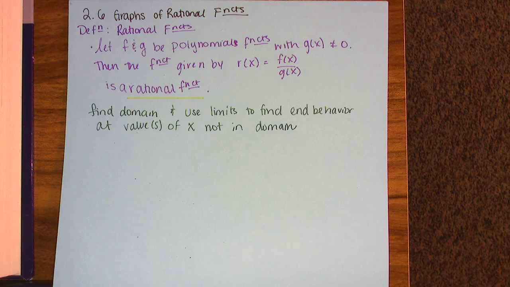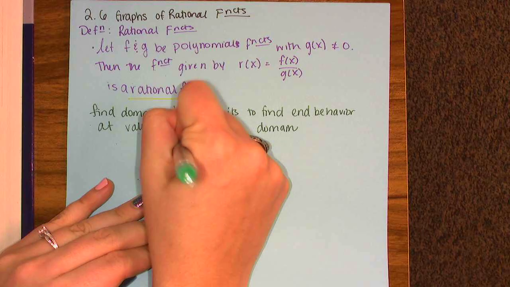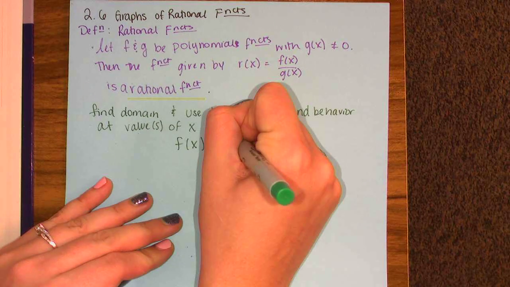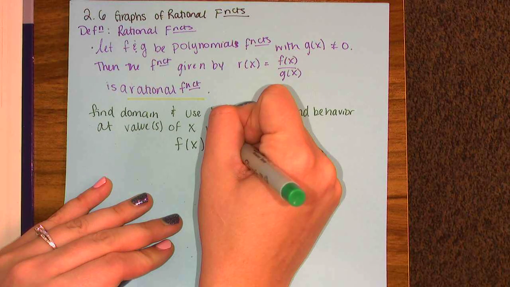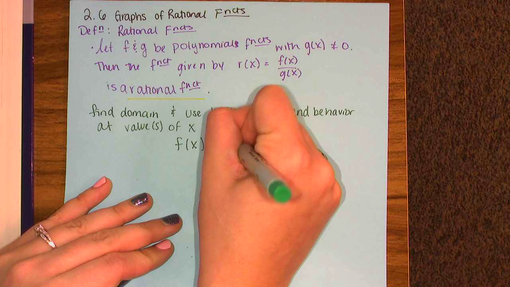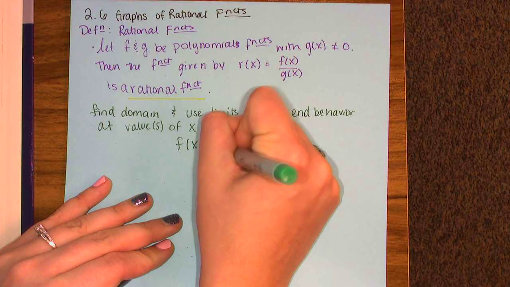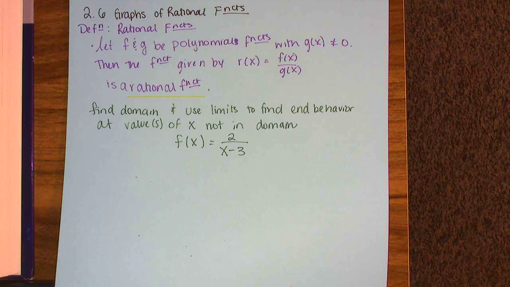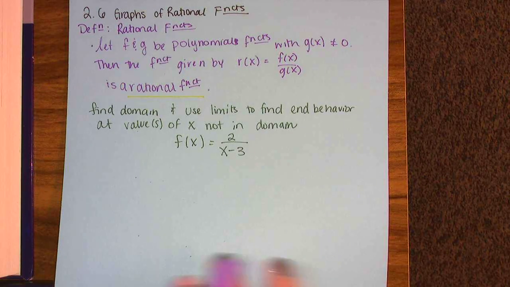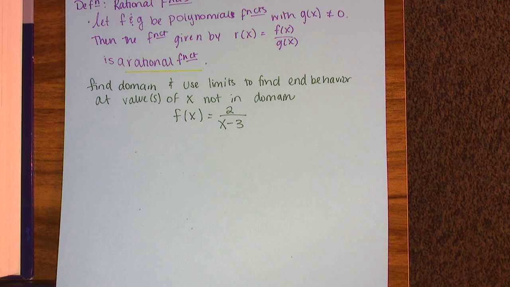So we're going to find the domain, then use the limits to find end behavior at the value or values of x not in the domain. So let's just say we have something like f of x is equal to 2 over x minus 3. At what values does this not exist, or what values are not in the domain? How do I find them?